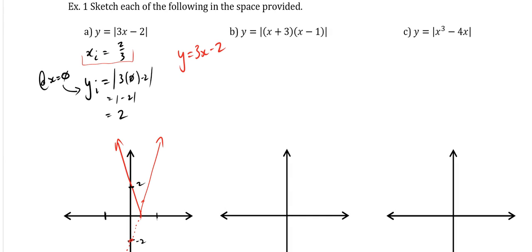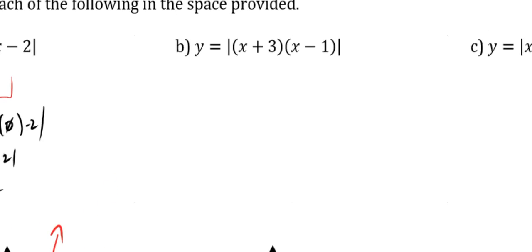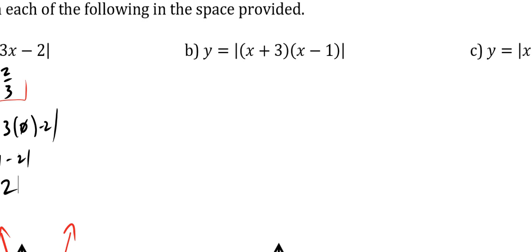Let's do this next one. So we're going to look for the intercepts. What kind of a function is that inside the absolute value? Yeah, degree 2, so quadratic. So it's going to be a parabola if we ignore the absolute value part. Okay, so the x-intercepts are, you should be able to do this.